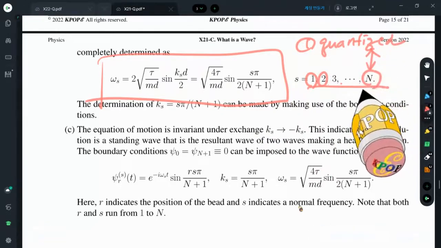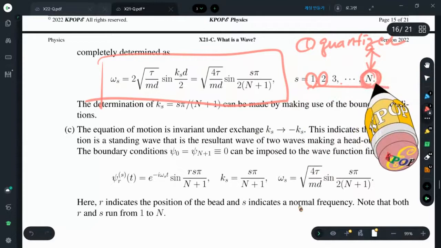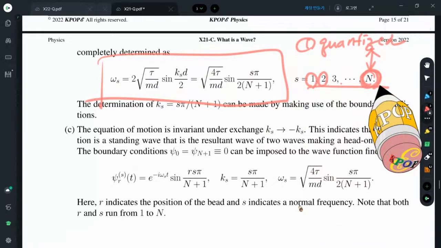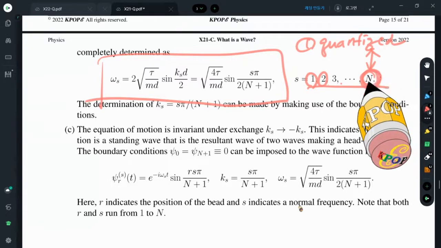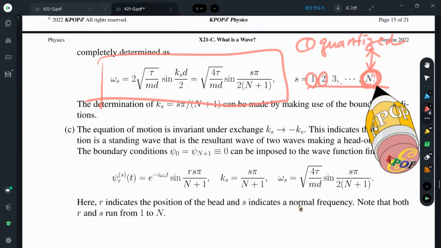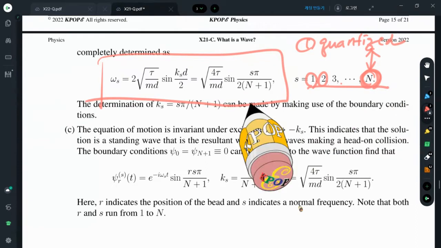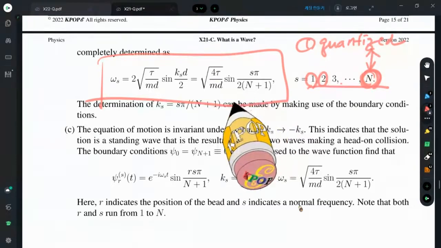And the number of frequencies is identical to the number of oscillators. We had n independent oscillators. However, those n independent oscillators are combined to make a system of oscillators to generate a wave. That wave has n distinct frequencies. That's very important.